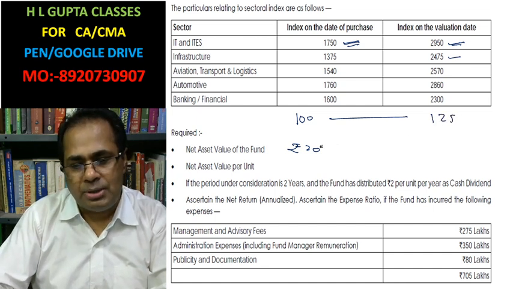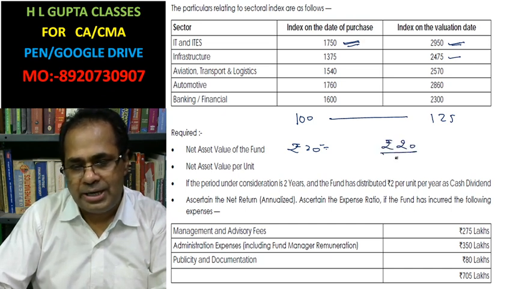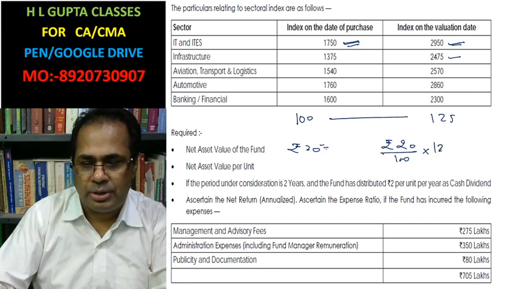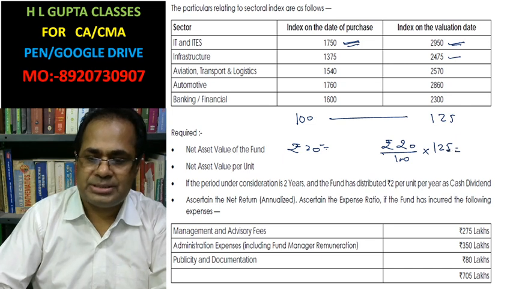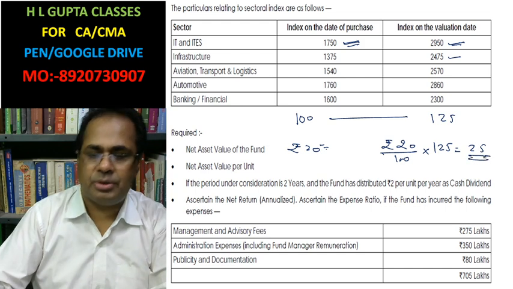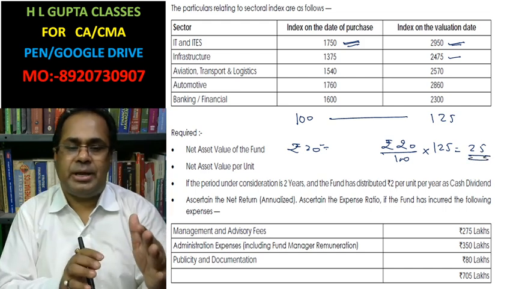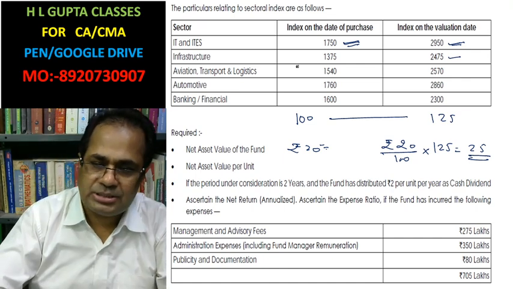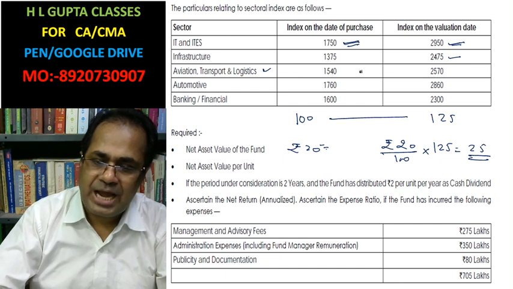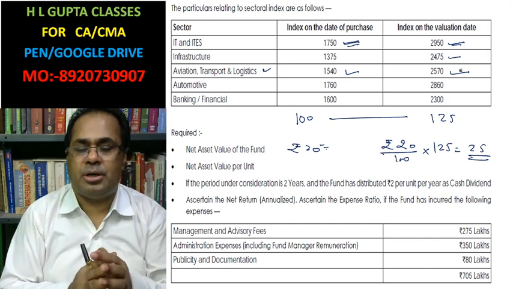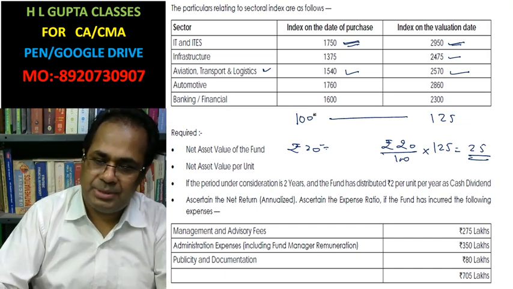In this case, what will be the value of the share? The share was rupees 20 when the index was 100. Now the index is 125. Then what will be the value? This is 1.25, that is 25%. It means this will be 25. In this way, a stock value will increase according to the index point. This information is given: the index point at the time of investment and the current one. According to this, you will evaluate the index point and the value of a stock, the value of the investment.